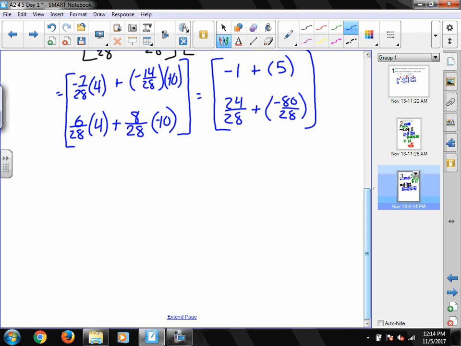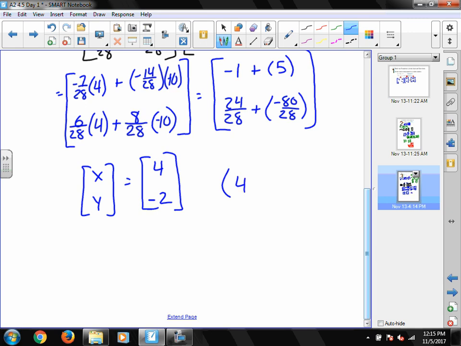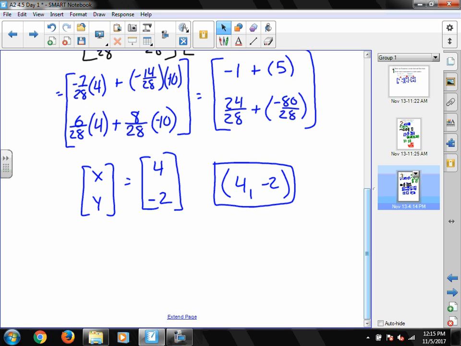So I know that xy is equal to 4 and 24/28 plus negative 80/28, which actually turns out to be a nice number of negative 2. So that means that my answer is going to be 4, negative 2. And that's what our answer should look like. So let me know if you guys have questions. We'll practice more in class, and I will see you guys later.